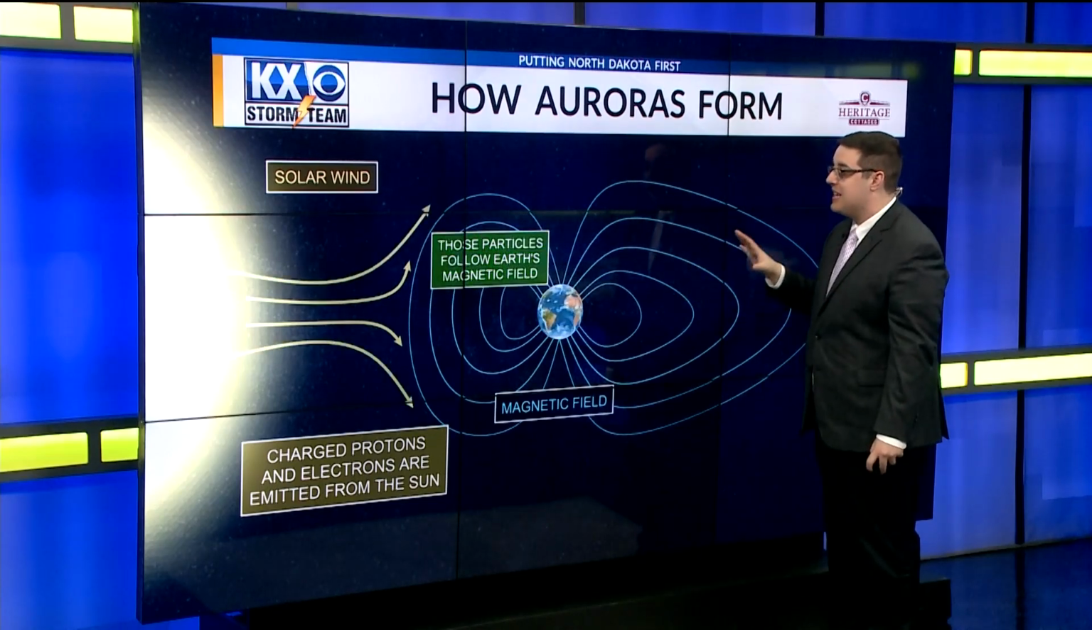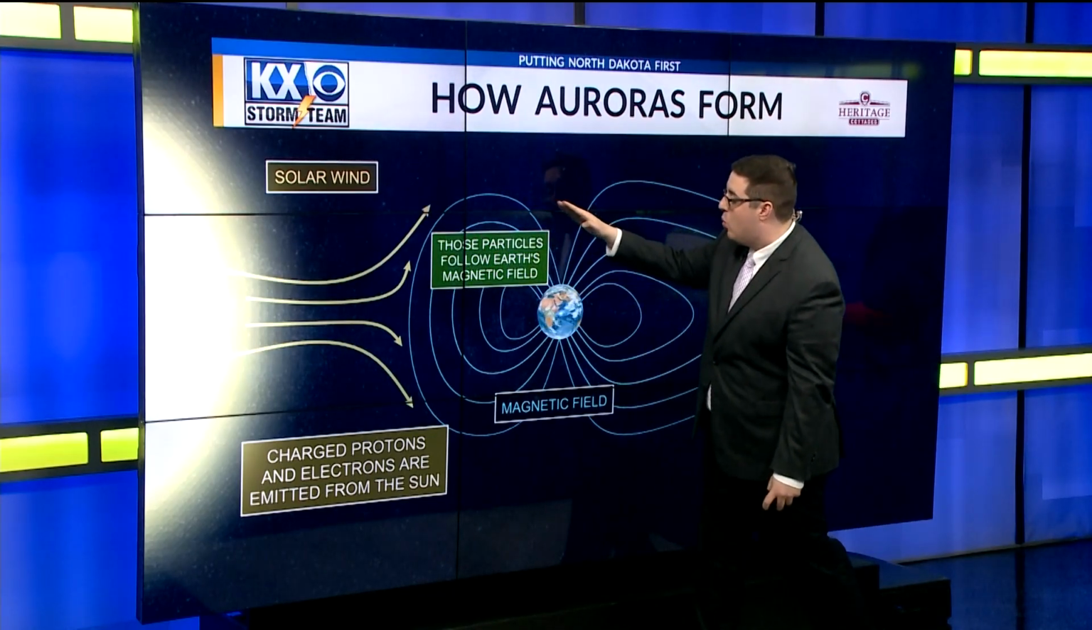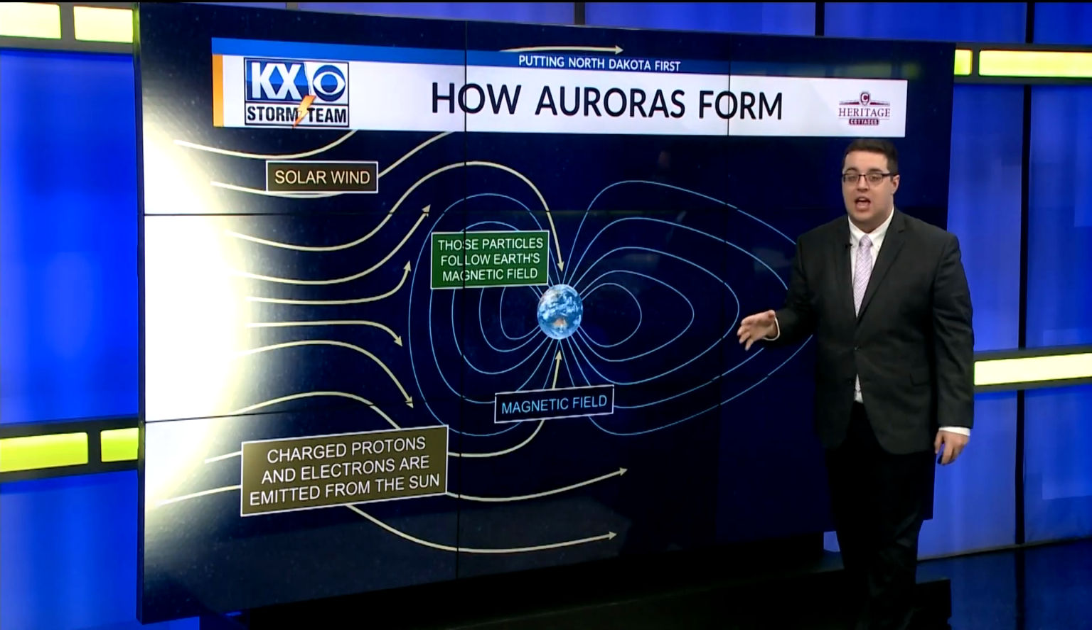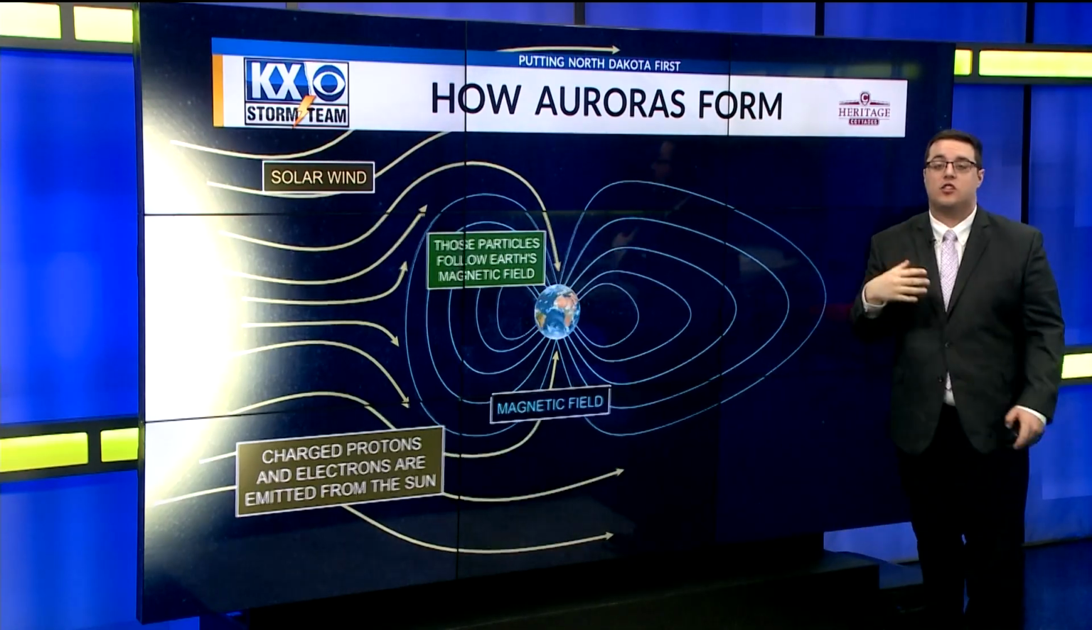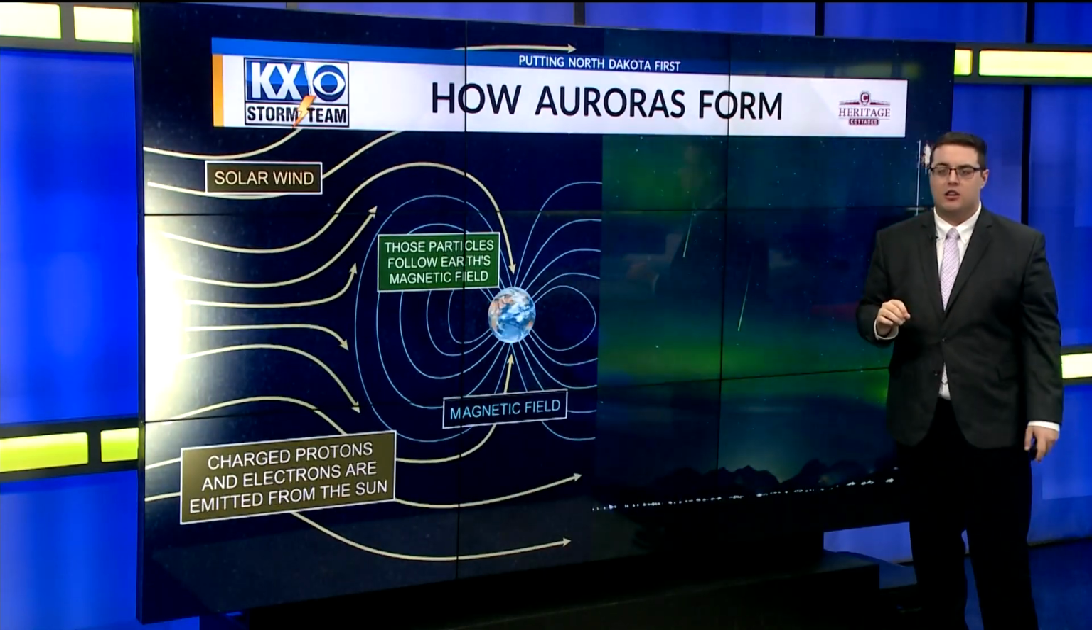And once they get to our magnetic field, they will travel along the magnetic field until they get to the weakest point of the magnetic field at our poles. And once they get to the poles, they start to enter our atmosphere, where they start to interact with molecules within the atmosphere. So what are some of those molecules at what height?